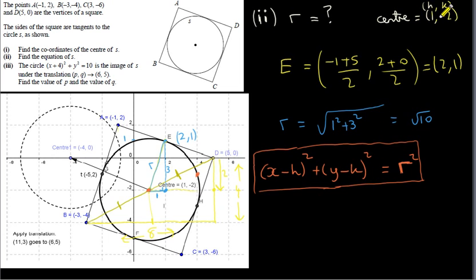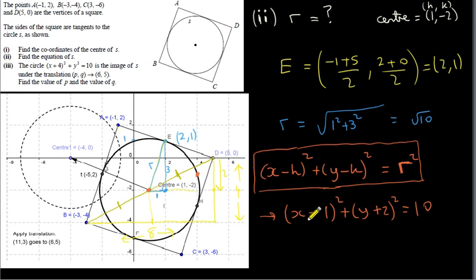So the center is hk. So we get x minus h, which is 1, squared, plus, copy down y minus k. K is minus 2, so minus minus 2 becomes plus 2. We square that, equals r squared, root 10 squared. Root 10 squared is just 10, so you can just write 10 here. So this is the equation of the circle S.